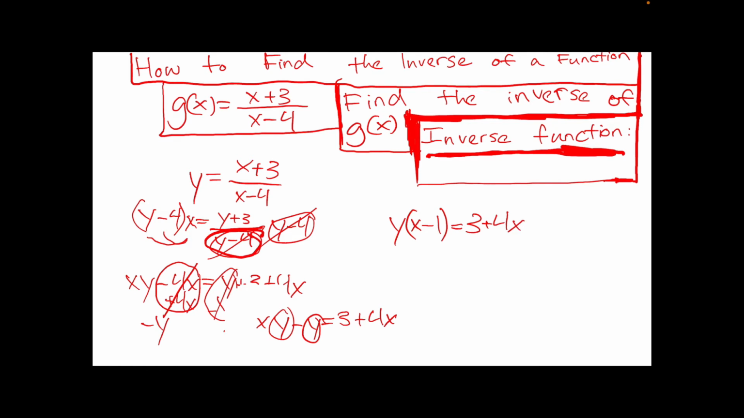And now last step, we're just going to divide both sides by x minus 1 in order to get y by itself. So these cancel each other out. So now we have y equals 3 plus 4x divided by x minus 1. So our inverse function would be g inverse of x equals 3 plus 4x divided by x minus 1.